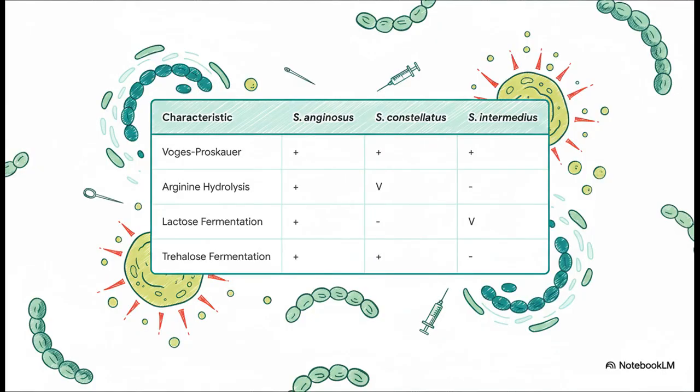Now, when we get to the biochemicals, this is our first real shot at telling the three species apart. You'll notice they're all Voges-Proskauer positive, but the real action is in the other reactions. How they handle arginine hydrolysis and ferment sugars like lactose and trehalose, that's where we start to see the separation. It's our first big clue, but it's often not the final word.